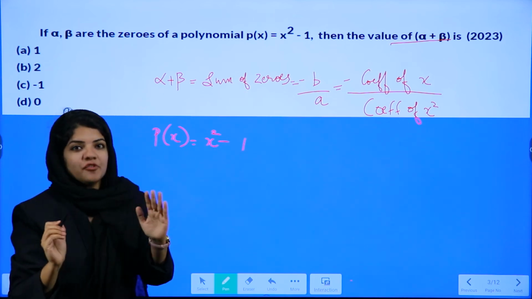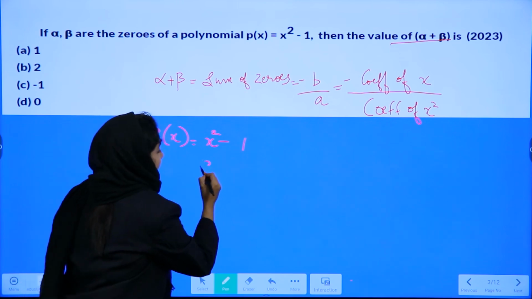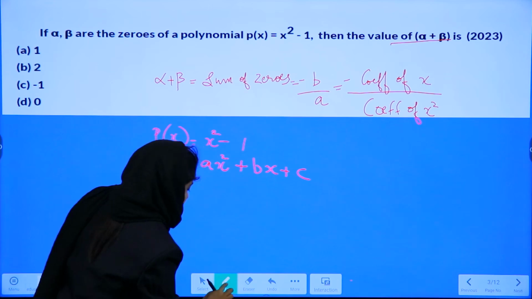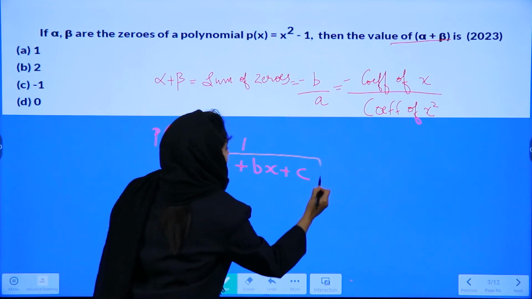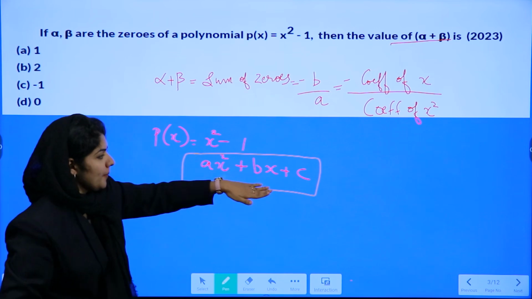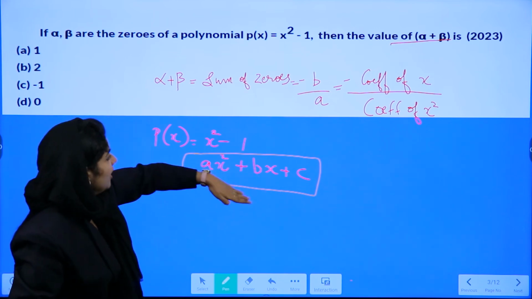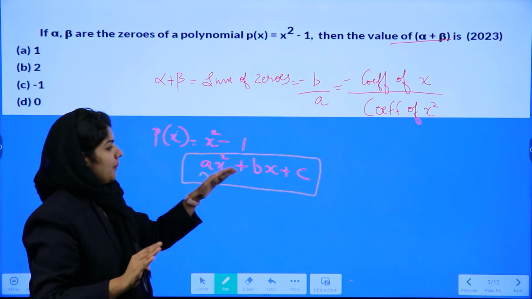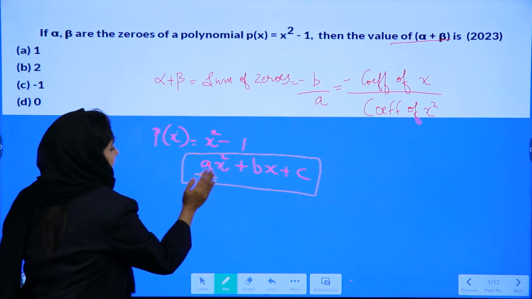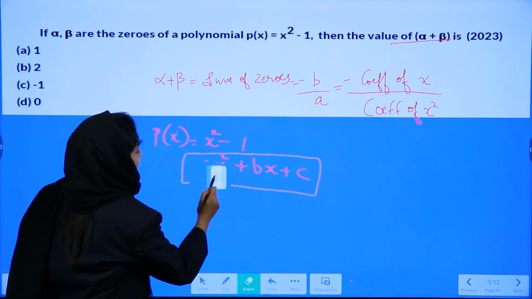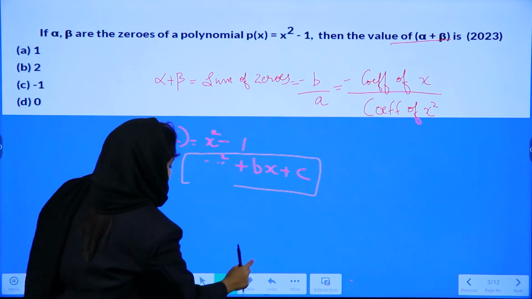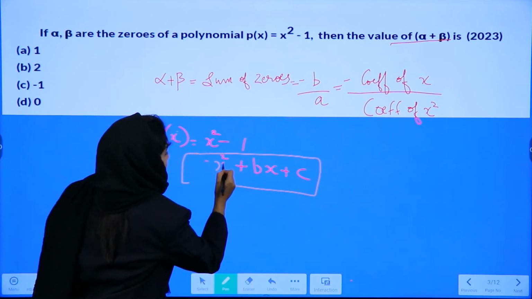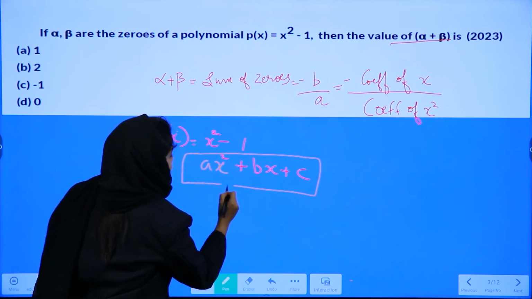And what is the standard form of a quadratic polynomial? It is ax square plus bx plus c. We have to compare this standard quadratic polynomial with the given quadratic polynomial and write the values of a, b and c first.